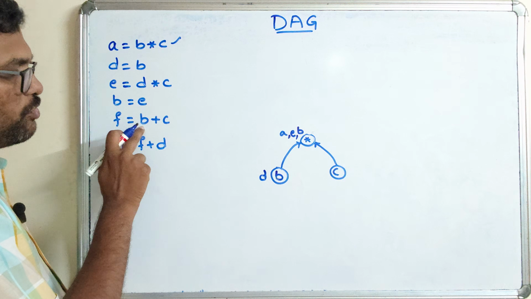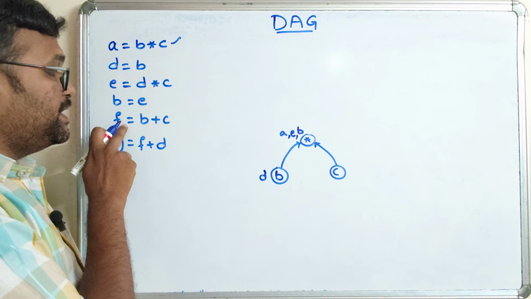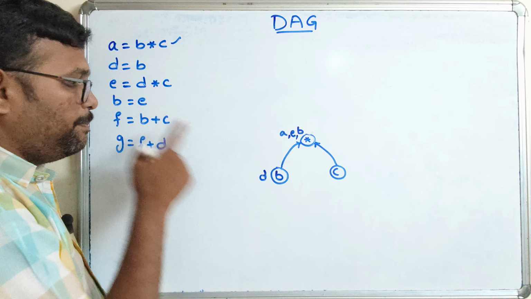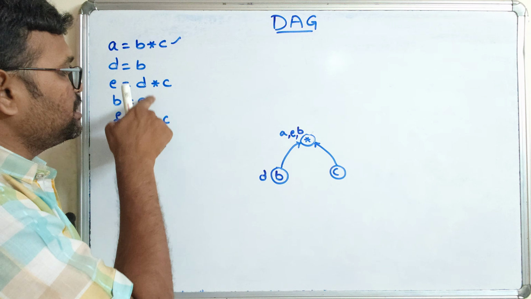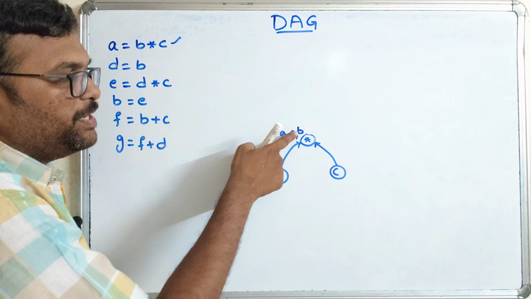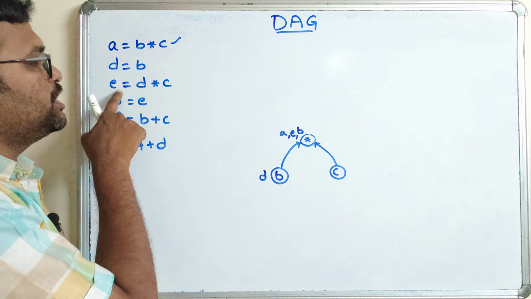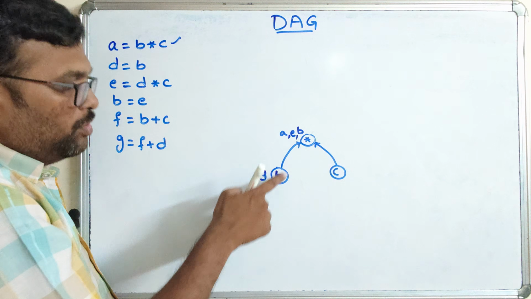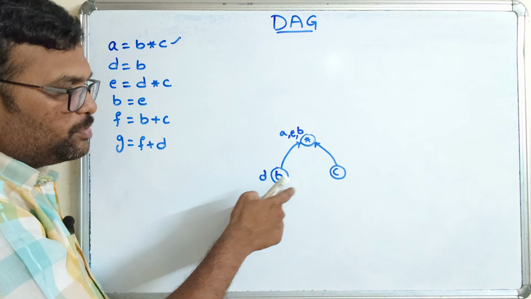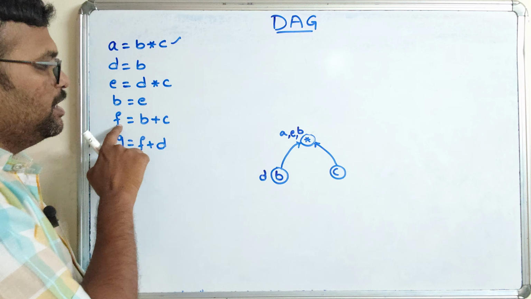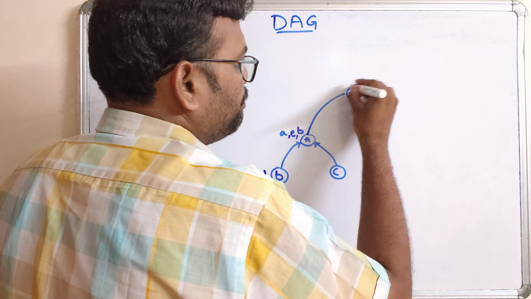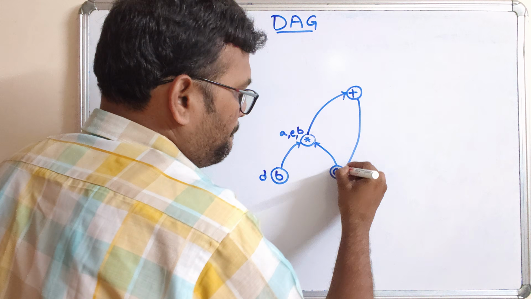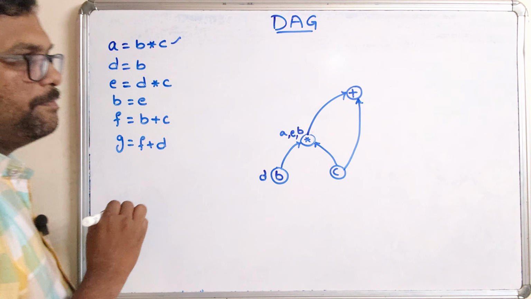Next, F is equal to B plus C. So here we should not consider this one, because in the previous statement B has been updated to E. That means B is equal to D into C. So now the B value is this one, not this one. So F is equal to B plus C, and we can give it as plus, and again B plus C.